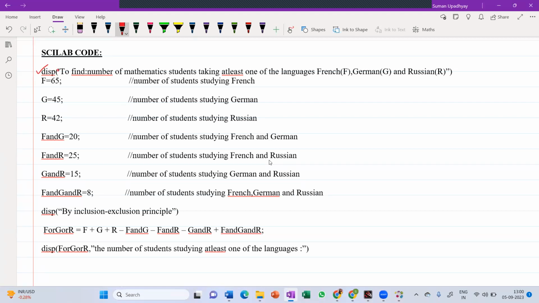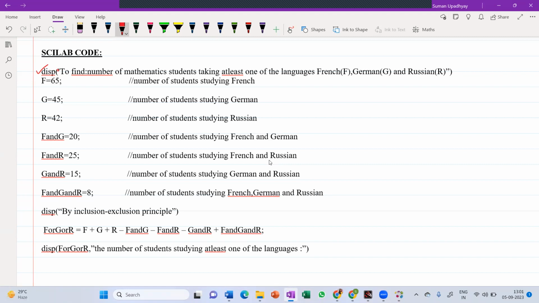In theory also, when we solve any particular problem, first we write what is to find, then what all things are given to us, then what is the formula, and then we put all the values in the formula. In a similar manner we are writing this code also. So in the first line we have mentioned what to find. Now from the second line onwards, we are going to give the data to SCILAB.